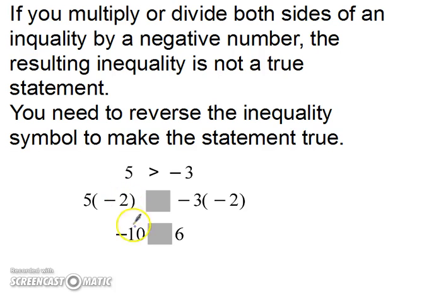Well, 5 times -2 is -10. -3 times -2 is 6. If we kept the inequality symbol the same, we would have -10 is greater than 6. But that's not right. Therefore, you need to reverse the inequality symbol to make the statement true. So you would flip or reverse the inequality symbol, and then you have a true statement. Alright, so let's try it.